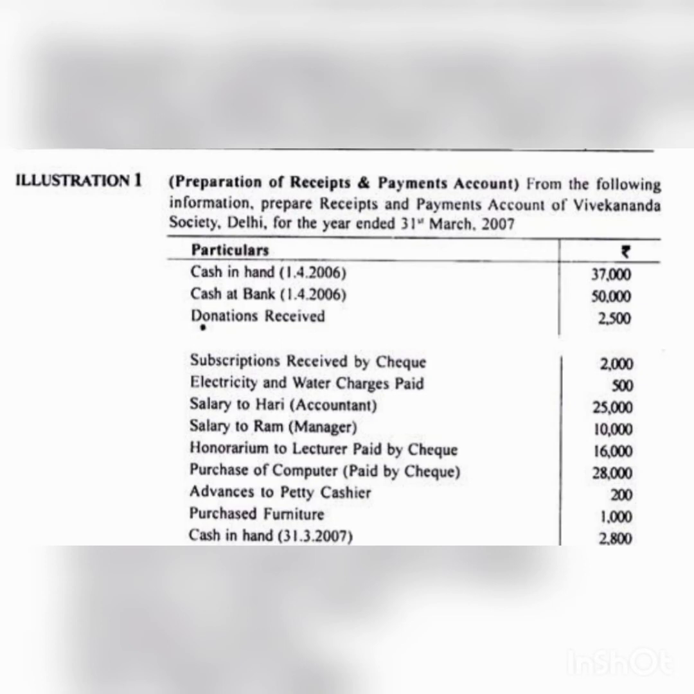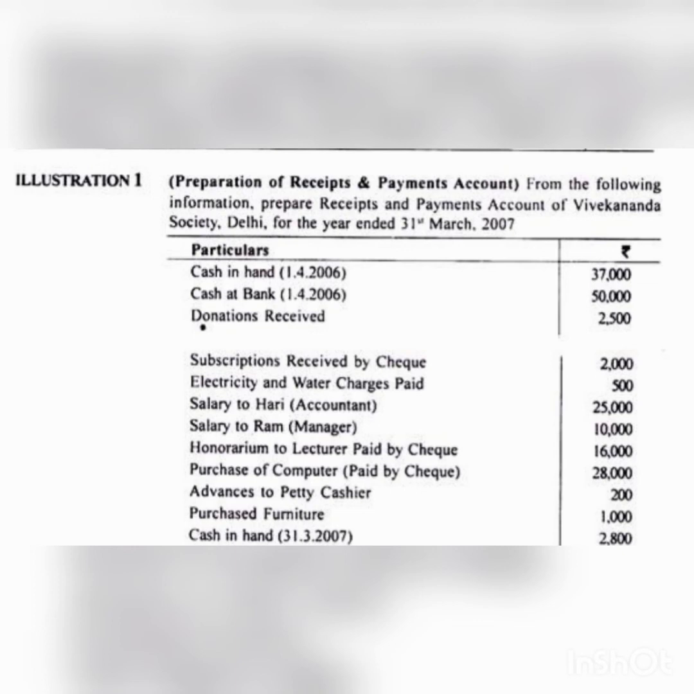Hari is an accountant. Then salary to Ram. Salary paid is an expense or payment of the non-profit organization. So these two items should be recorded on the credit side or payment side of the receipts and payments account. Salary paid of rupees 25,000 and salary to Ram 10,000. Both these items are recorded on the credit side.